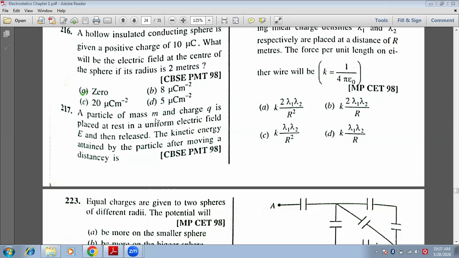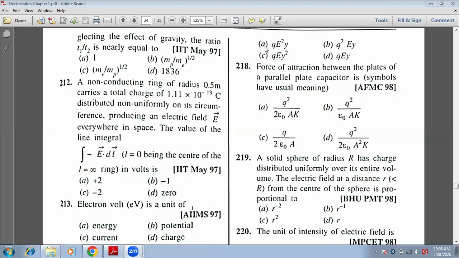A particle of mass m and charge q is placed at rest in a uniform electric field E and then released. The kinetic energy attained by the particle after moving a distance y is: option A qE square into y, option B q square into Ey, option C qE into y square, option D qEy. Correct answer, option D, qEy.